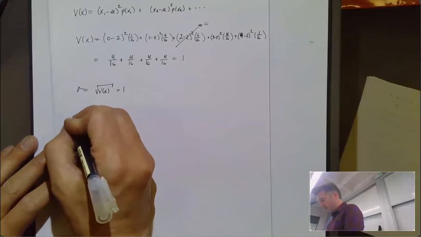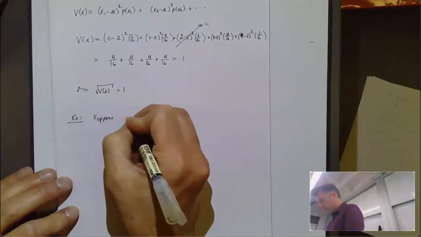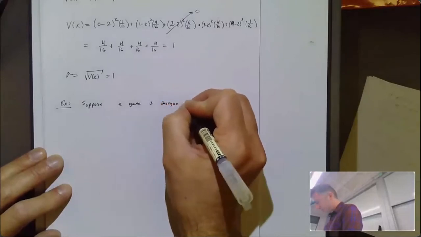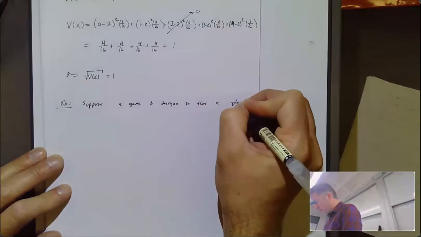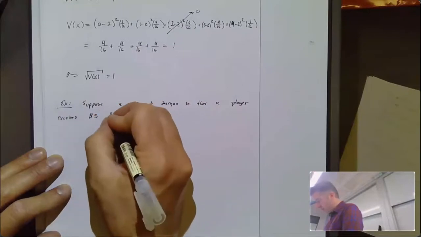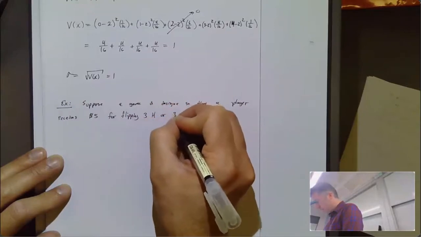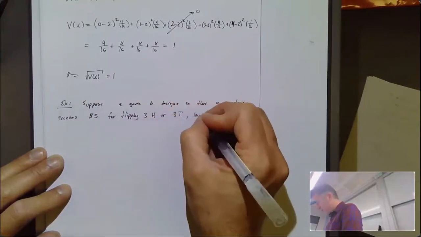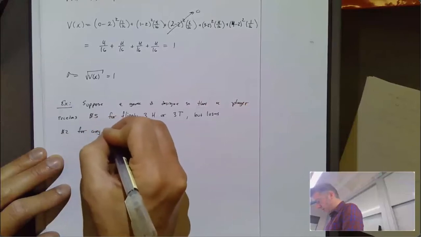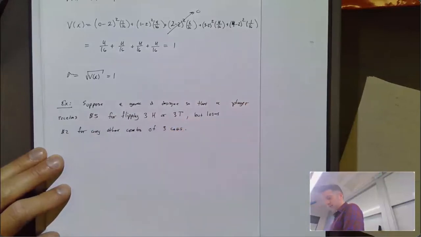Well, let's look at another example. Suppose the game is designed so that a player receives $5 for flipping 3 heads or 3 tails, but loses $2 for any other combination of 3 coins. Is this game fair?